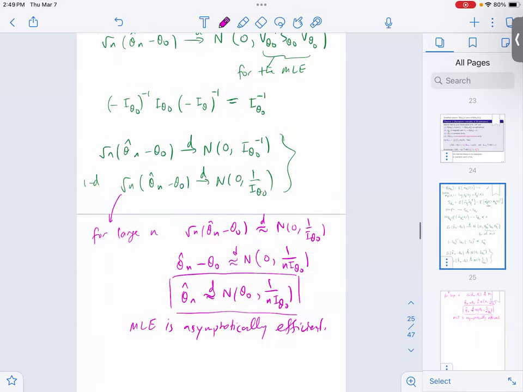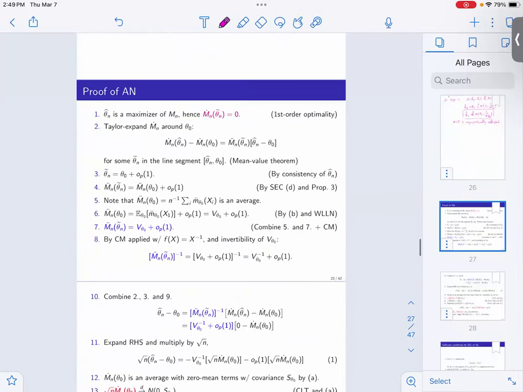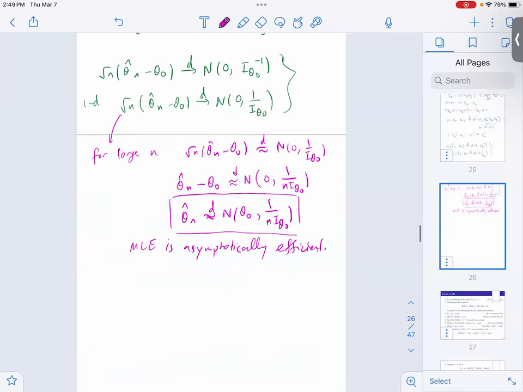Okay, so we're going to skip the proof for now, depending on how much time we have. We'll come back and do a selective proof depending on how much interest you have in proving various statements. But the general idea I'm going to mention is you just do a Taylor expansion. So we know that theta hat n is a maximizer of Mn. And by assumption, we know that theta naught is in the interior. So that was one of the assumptions.